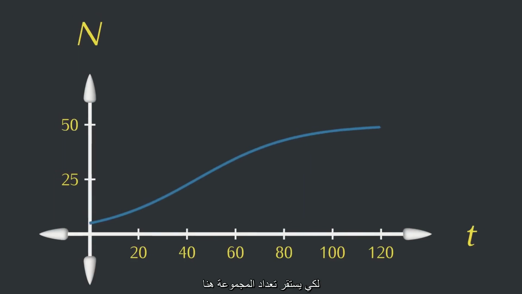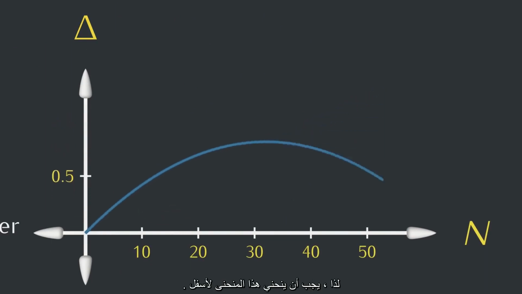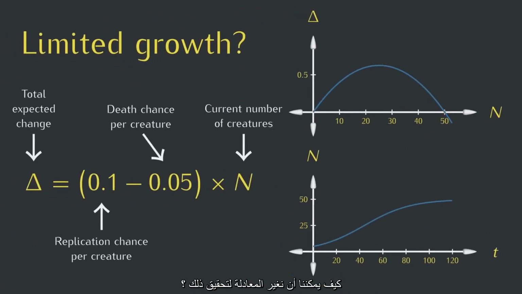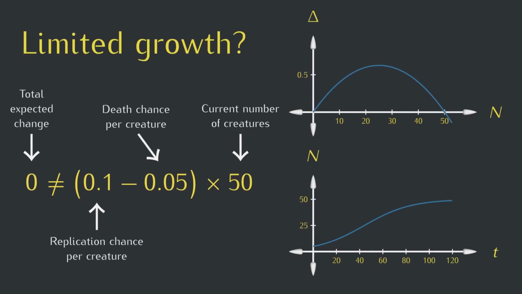For the population to level out here, we need the expected change per time step to go to 0 when there are 50 creatures. So this curve is going to need to bend downward. How can we change the equation to make that happen? This equation already gives us delta equals 0 when n is 0, but we want delta to also be 0 when n is 50.